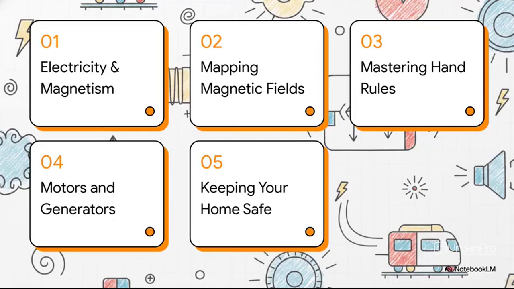Okay, so here's our game plan. We'll start with the underlying connection between electricity and magnetism, learn how to actually map out a magnetic field, master those tricky hand rules, figure out how motors and generators do their thing, and finally, look at how all this applies to keeping your home circuits safe.